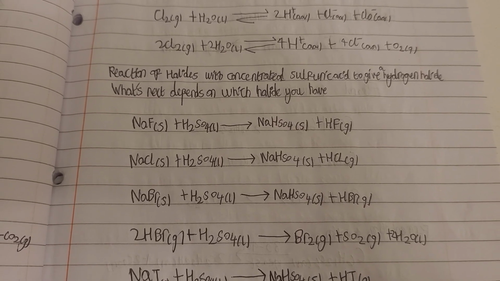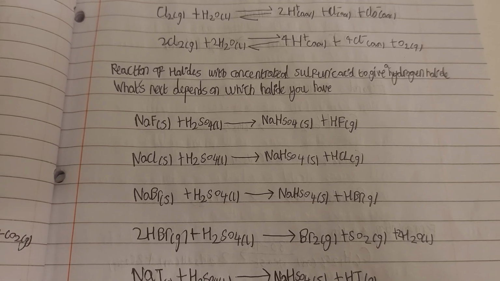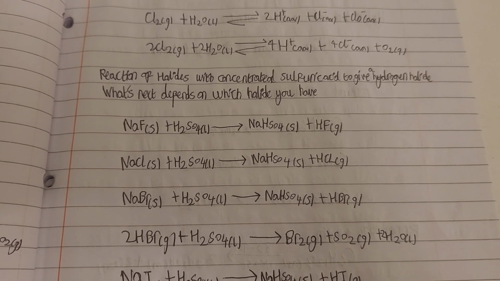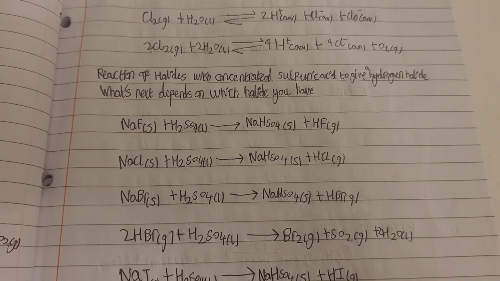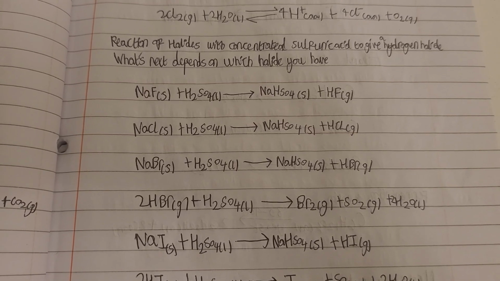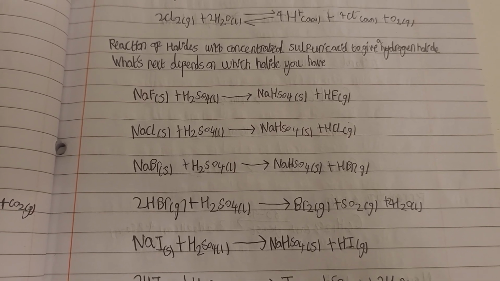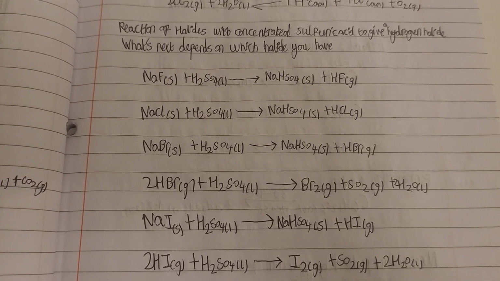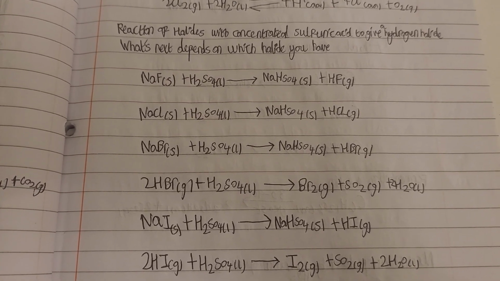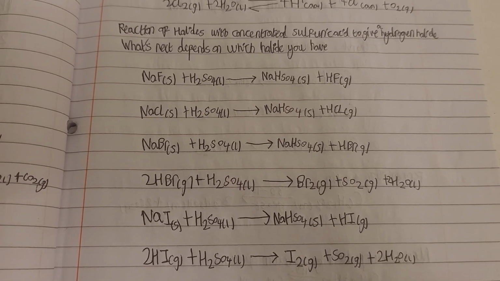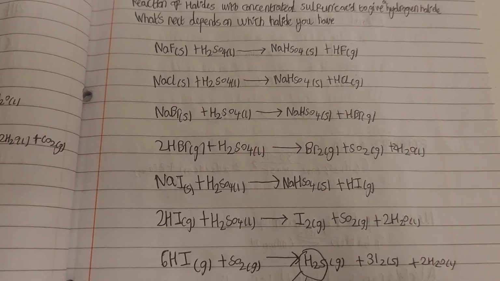And now with the bromine, 2HBr gas plus H2SO4 liquid to form Br2 gas plus SO2 gas plus 2H2O liquid. NaI solid plus H2SO4 liquid to form NaHSO4 solid plus HI gas, then 2HI gas plus H2SO4 liquid to form I2 gas plus SO2 gas plus 2H2O liquid.